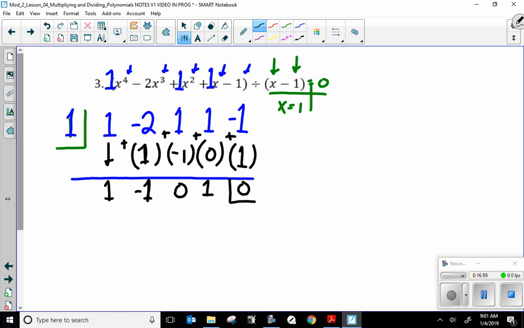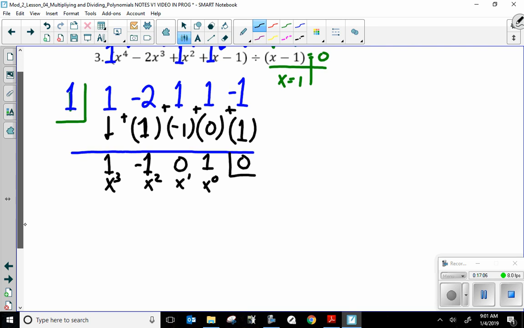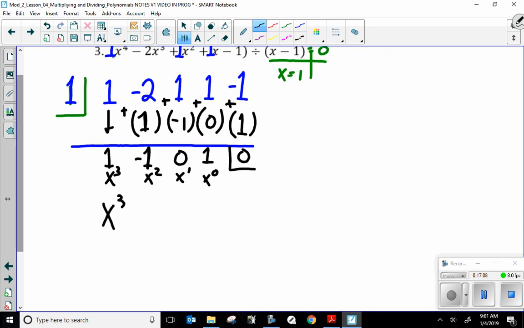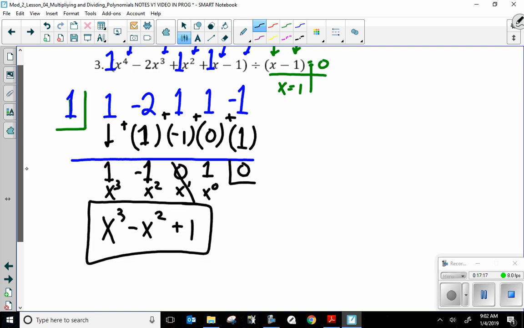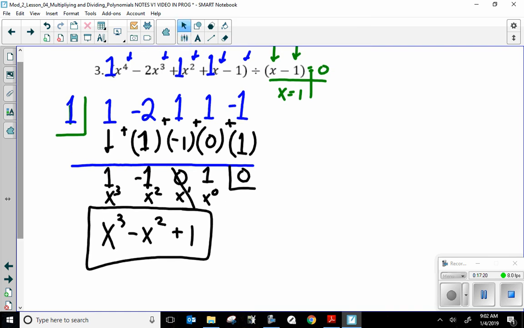Perfect. So this would be x to the 0, this would be x to the 1s, these would be x squareds, and these would be x cubes. So I have 1x cubed minus 1x squared. I don't have any x's, and that's plus 1. That, my friends, is the answer. And if I were to do this tabular, it would be a little bit more work. In fact, it would be a lot more work. Again, division is really just a series of steps of multiplying and adding. Okay? Nice. Let's try the next one.